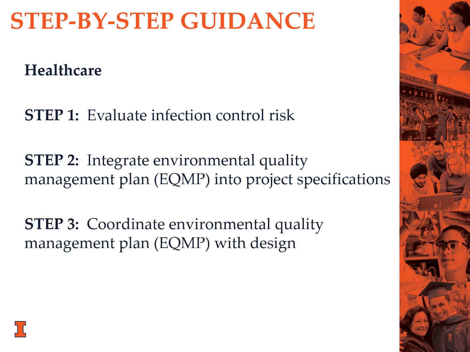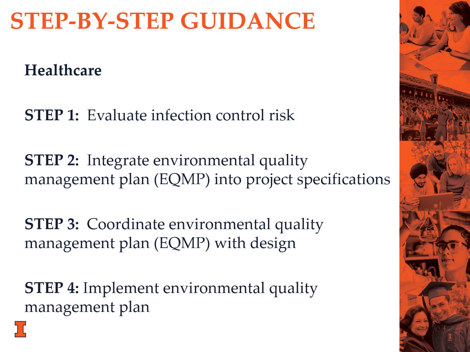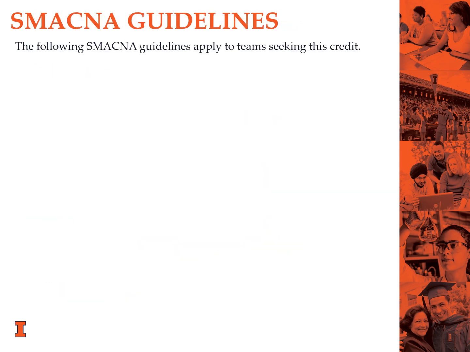Step 3 is to coordinate the EQMP with the design. This is important because many environmental quality management requirements and guidelines impact important design decisions. Step 4 is to implement the EQMP. The EQMP must be in place prior to starting above-ground construction, storing materials on site, or roughing in mechanical systems. Photographs should also be taken of each measure in order to ensure proper documentation.